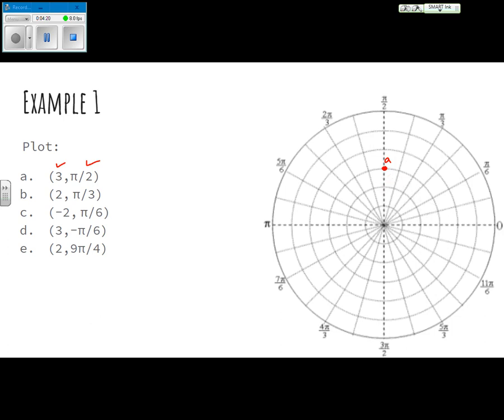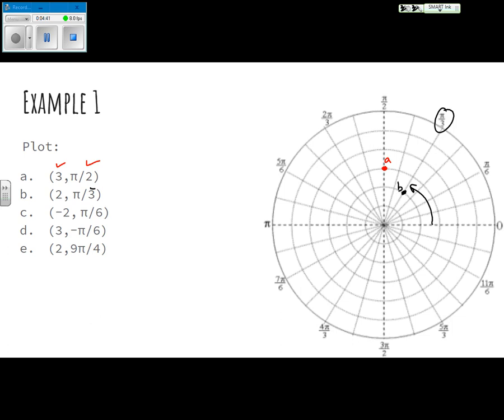So let's go again. Let's do 2 pi over 3. Again, I like to start at pi over 3. Here's my pi over 3. So I'm going to be somewhere on this terminal side of that angle. And if I'm just going to count up 2, 1, 2, this time, just go.